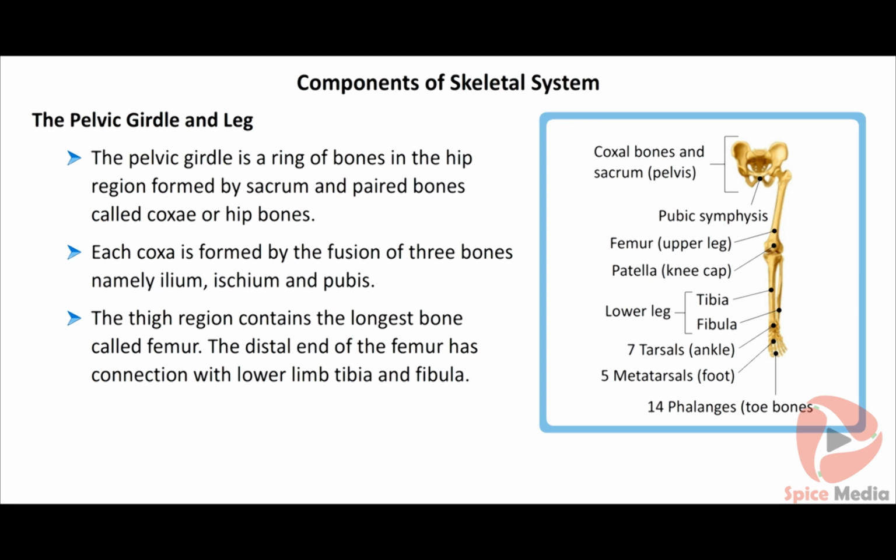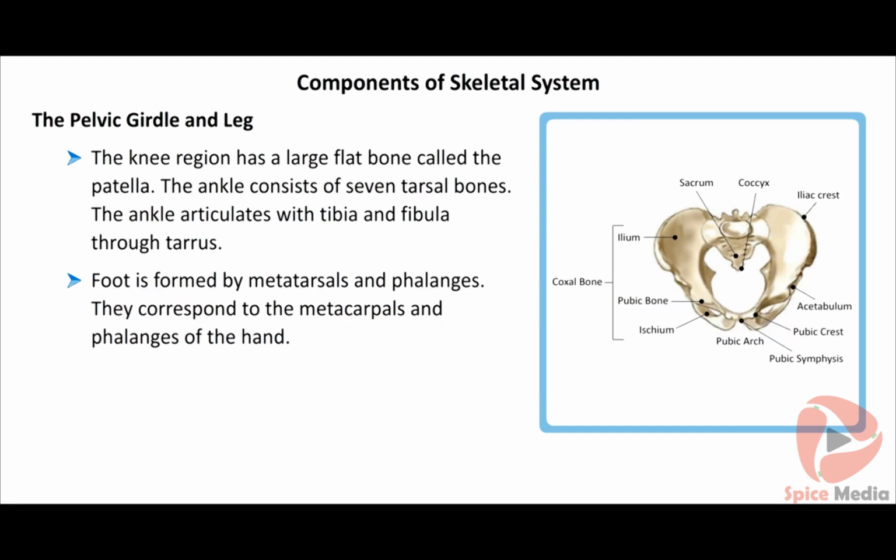The pelvic girdle and leg. The pelvic girdle is a ring of bones in the hip region formed by sacrum and paired bones called coxae or hip bones. Each coxa is formed by the fusion of three bones, namely ilium, ischium and pubis. The thigh region contains the longest bone called femur. The distal end of the femur has connection with the lower limb, tibia and fibula.